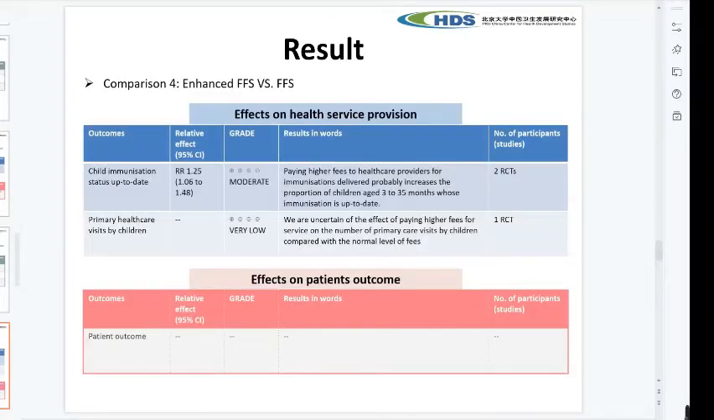The last result is about the effect of enhanced fee-for-service. The blue table shows the effects on the health service delivery process. We found that paying a higher rate to healthcare providers probably increases the proportion of children whose immunization is up to date. But we cannot get certain evidence on the effect of enhanced fee-for-service on primary health care visits by children.